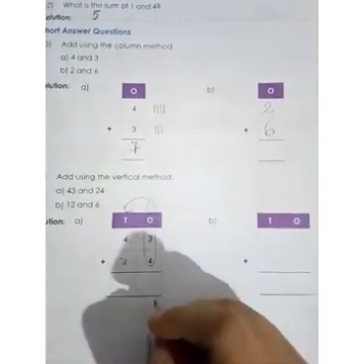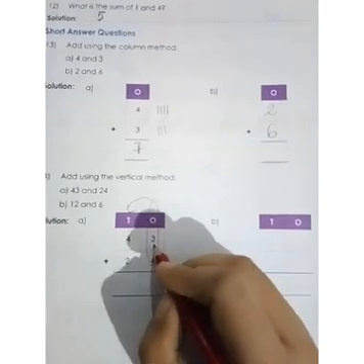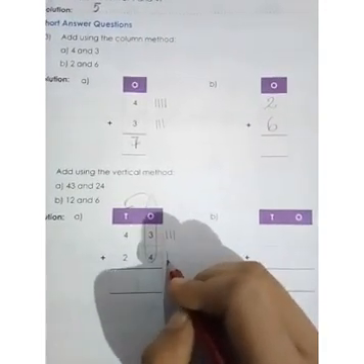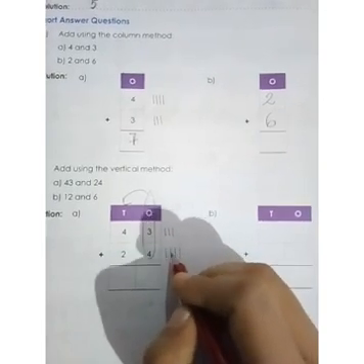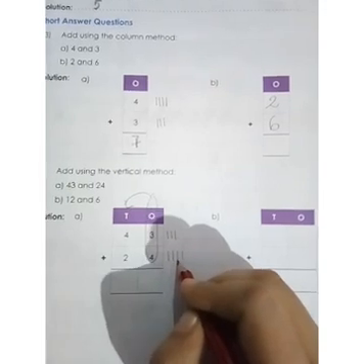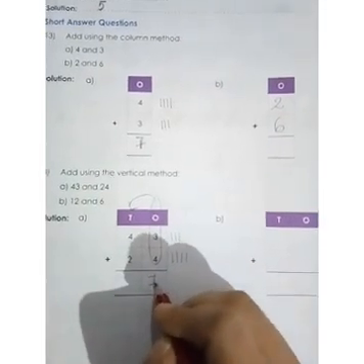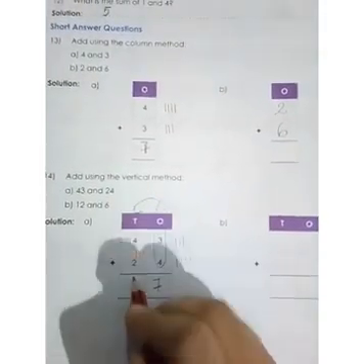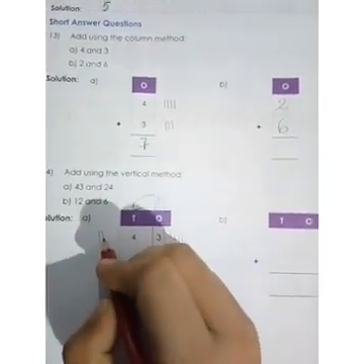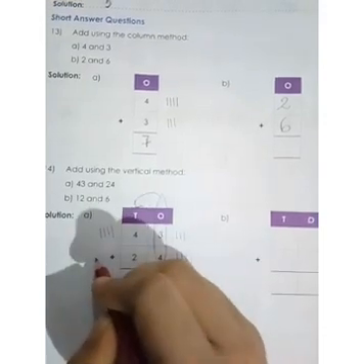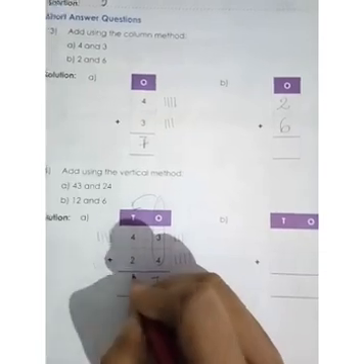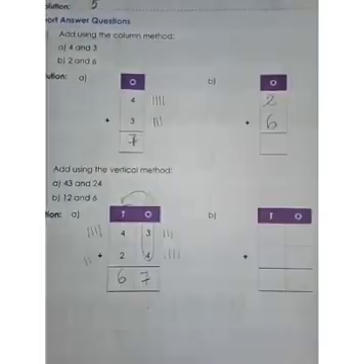So always start from the ones place. So what is in the ones place? 3. 1, 2, 3. And what is given? 4. 1, 2, 3, 4. So how much do we have in total? 1, 2, 3, 4, 5, 6, 7. You write 7 here. Now we'll go to the tens place. Don't start from here. Always start from here. Okay. 4. 1, 2, 3, 4 and 2. 1, 2. So 1, 2, 3, 4, 5, 6. The answer is 6. Okay.